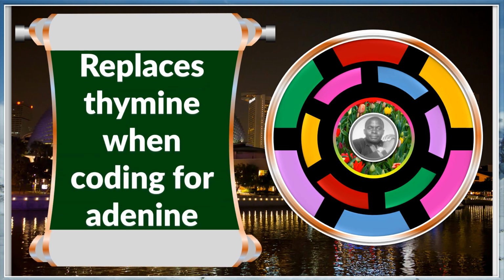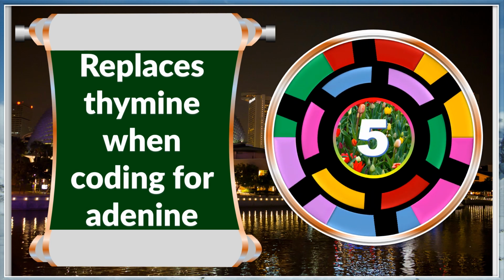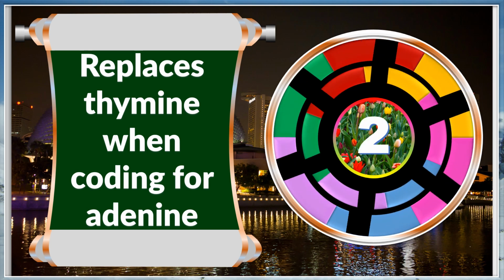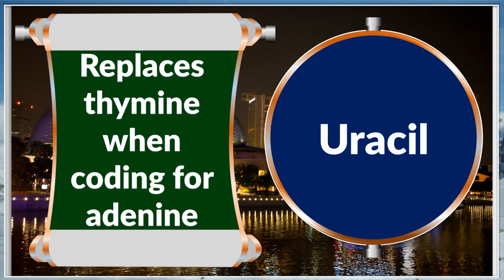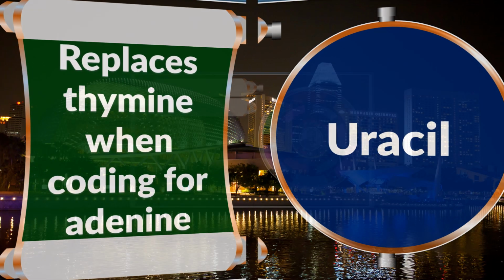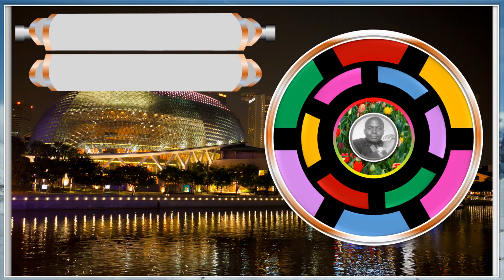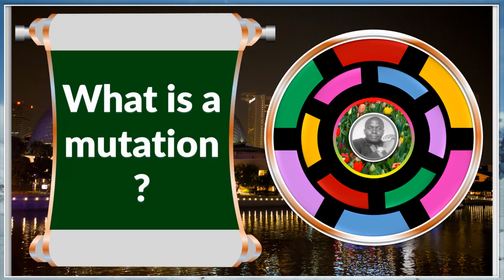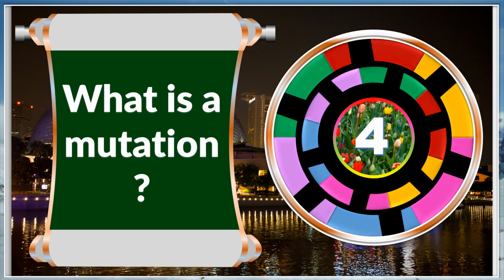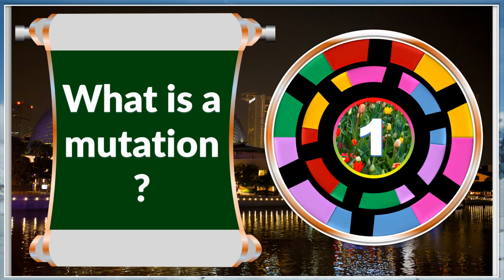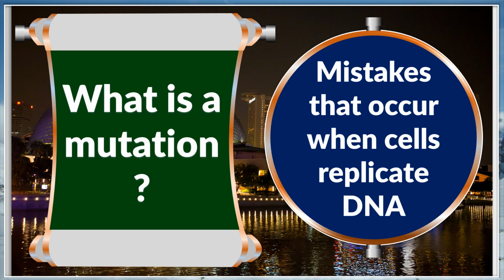Replaces thymine when coding for adenine. Uracil. What is mutation? Mistakes that occur when cells replicate DNA.